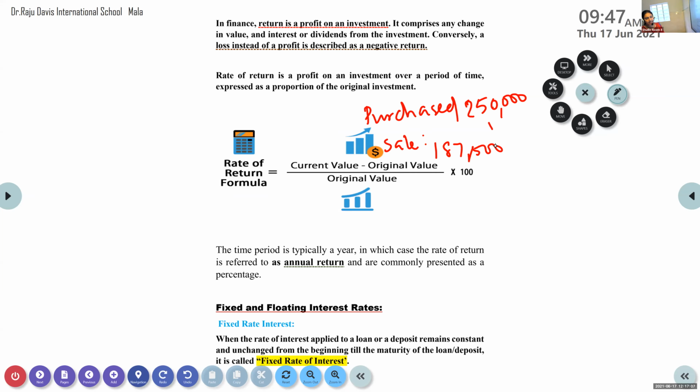So in this case, what is the current value? What is the current value? Tomlin, what is the current value? 1,87,000. Yes, 1,87,000.